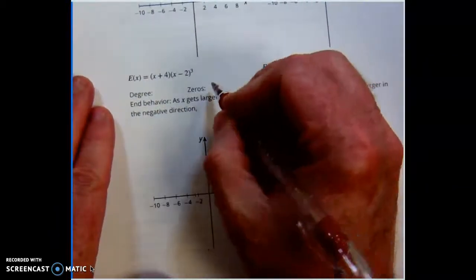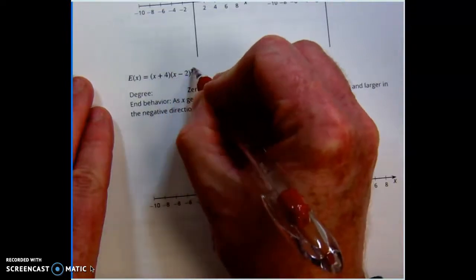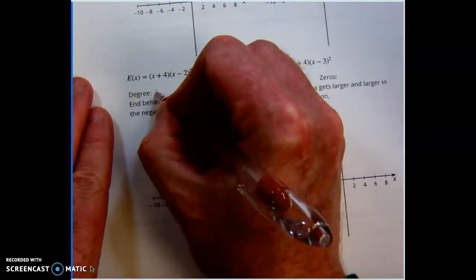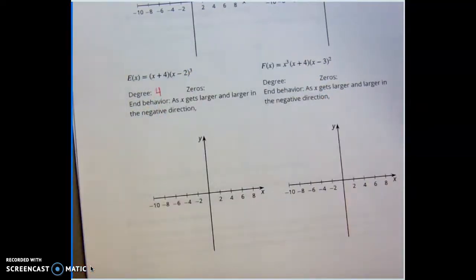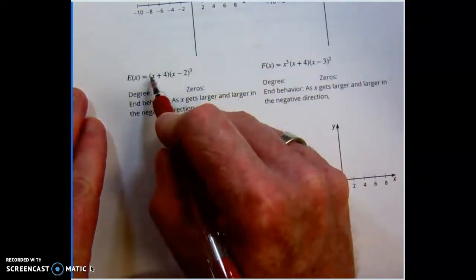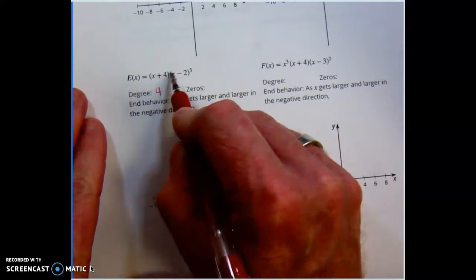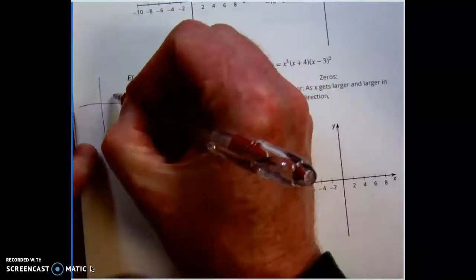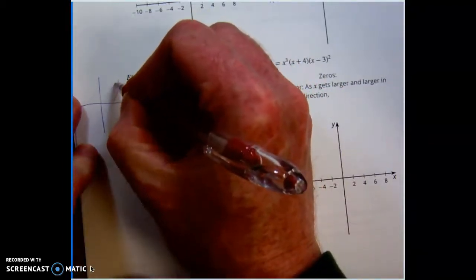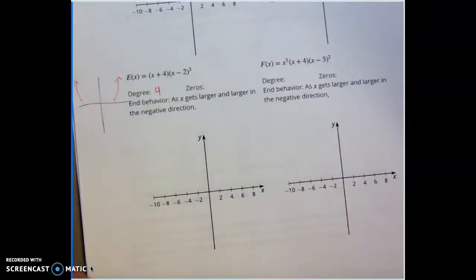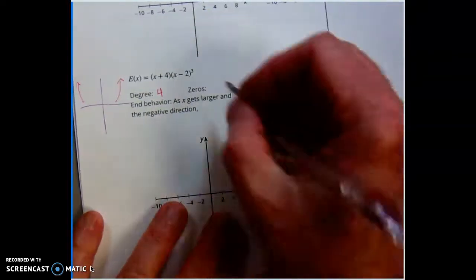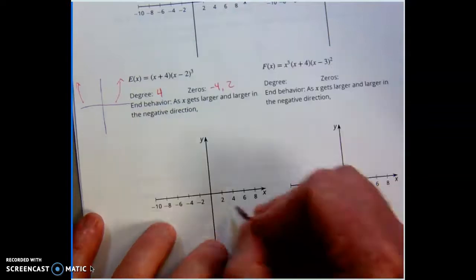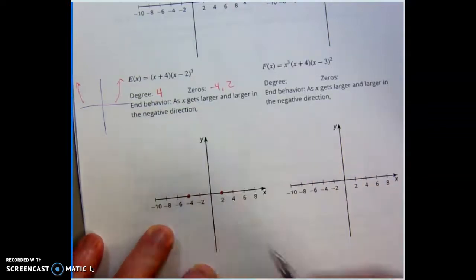Okay, so we have x minus 2 to the third power. So that's x to the third, and then we got one more x. So this is a fourth degree polynomial. Now, we also know that it's going to be a positive coefficient, so it's going to function like our normal fourth degree. So even degree means our end behavior goes up on both sides. Our zeros are at negative 4 and positive 2. And again, that's where I start on my graph. I mark those special points.